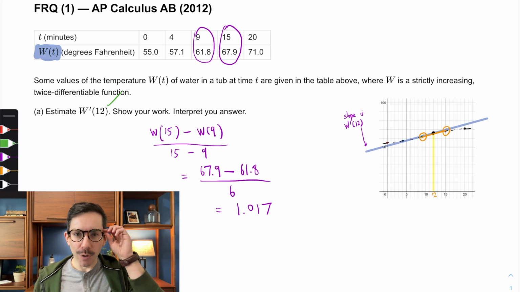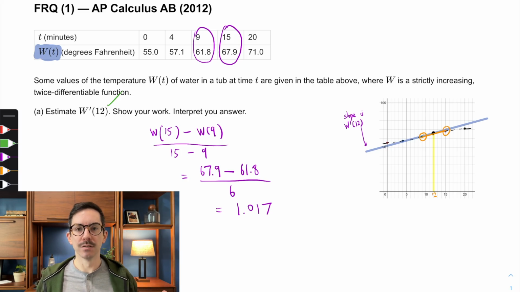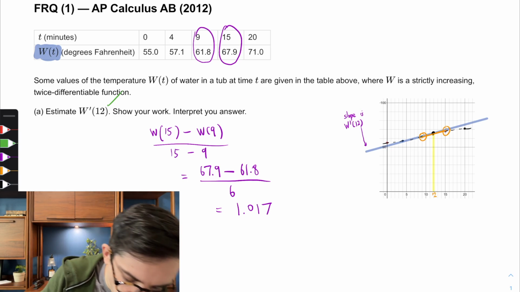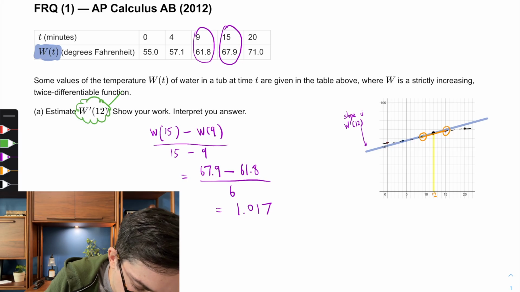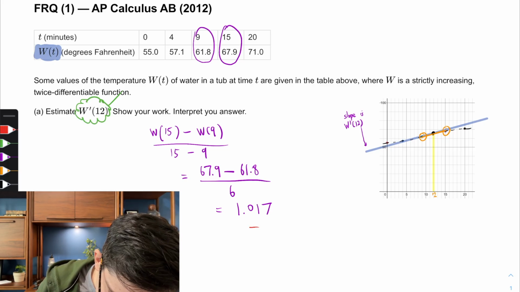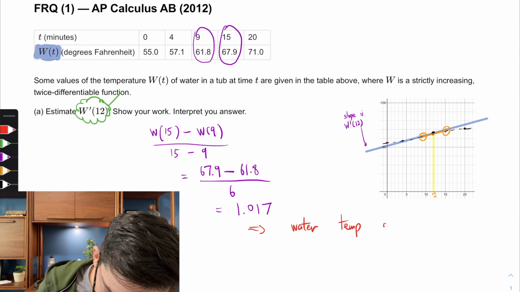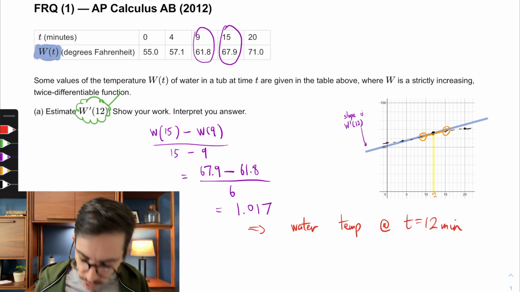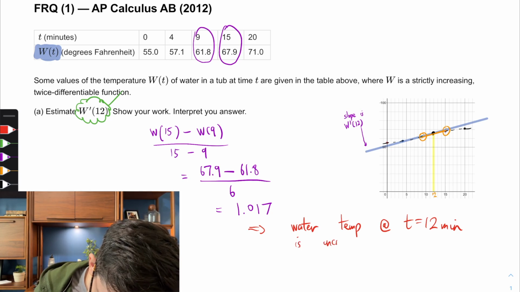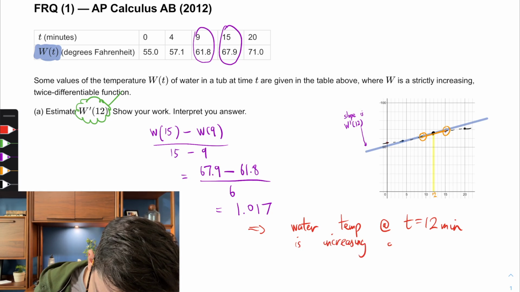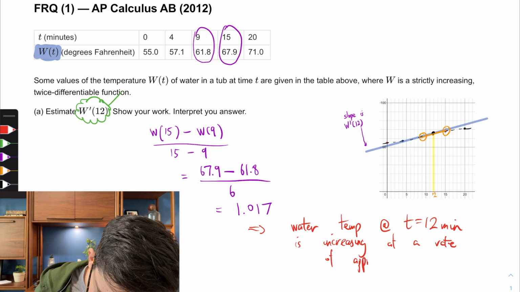And now we need to interpret what this answer actually tells us about the temperature of the water, the context of the problem. So it's all about remembering what W prime of 12 is. This tells us that the water temperature at t equals 12 minutes, we definitely want to remember our units, is increasing at a rate of approximately 1.017. That was my approximation right there.